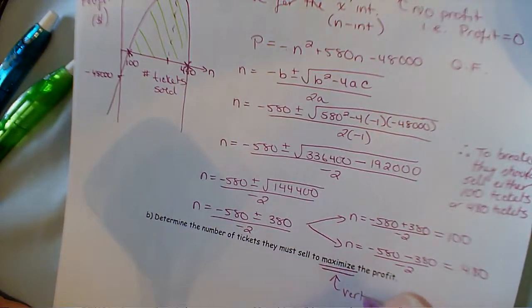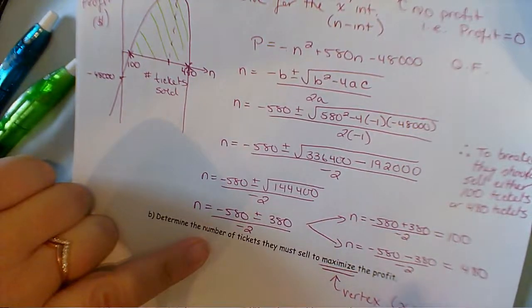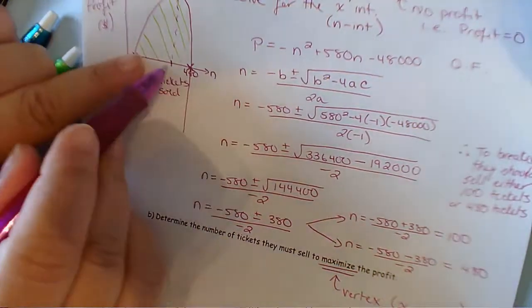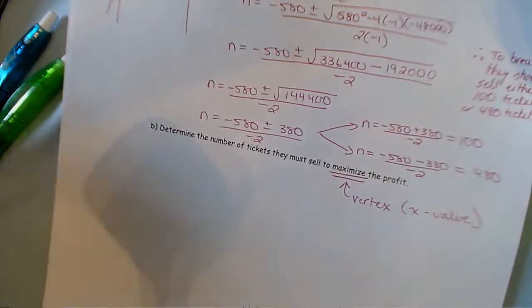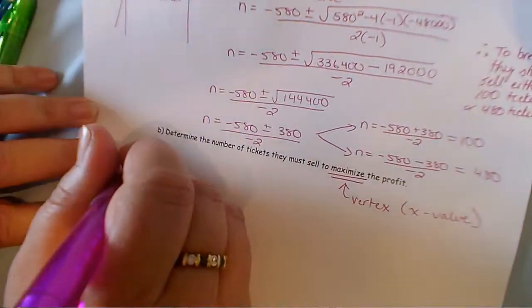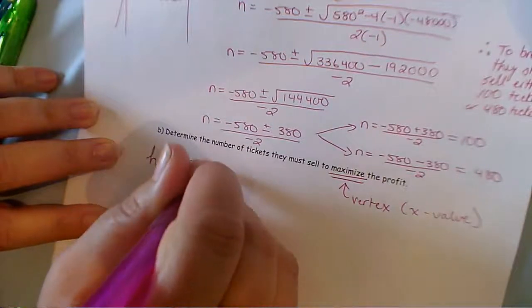So we need the vertex. And more specifically, the X value of the vertex, right? We need to know just the ticket number. It didn't ask us for what the maximum profit's going to be. We just need to know what is the X value of the vertex. But we just found our X1 and our X2, right? Our S and our T.